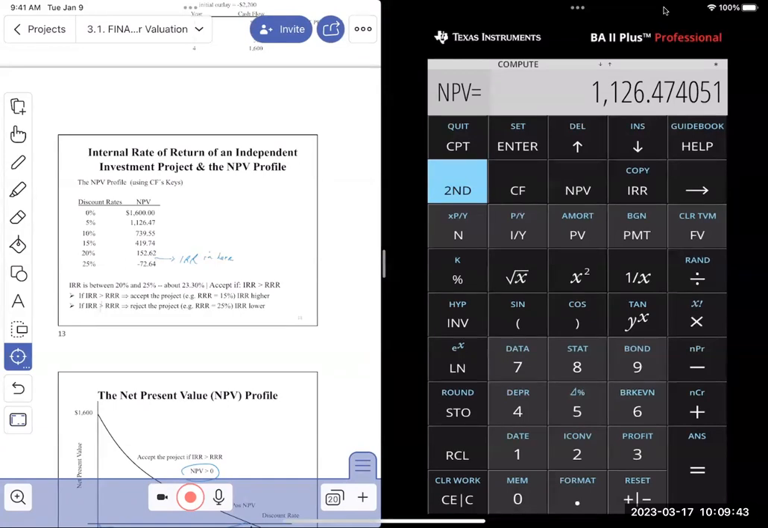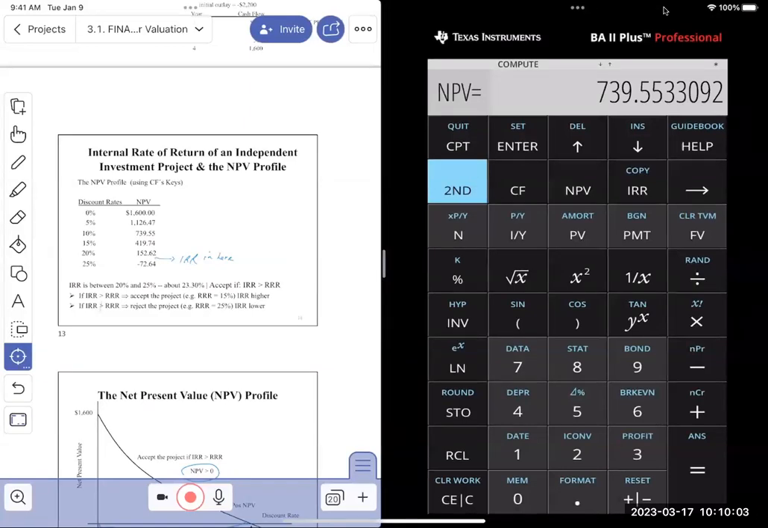Let's put in 10%. So again, NPV 10, enter, down, compute: 739. Okay, but we use the same numbers from above, right? You leave all the CFs in there. The cash flows are in there, and you just keep changing the discount rate.